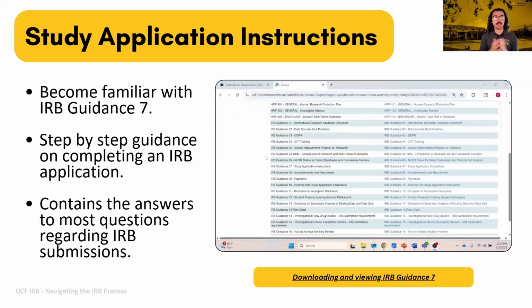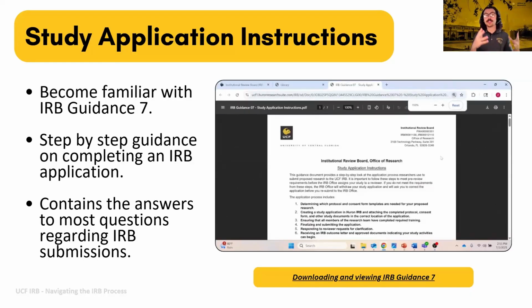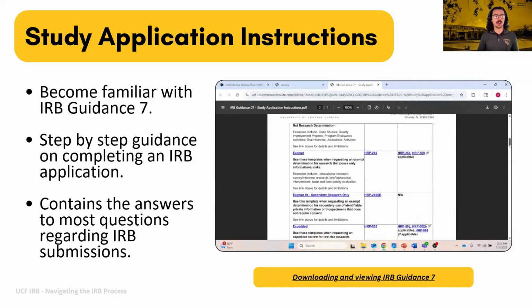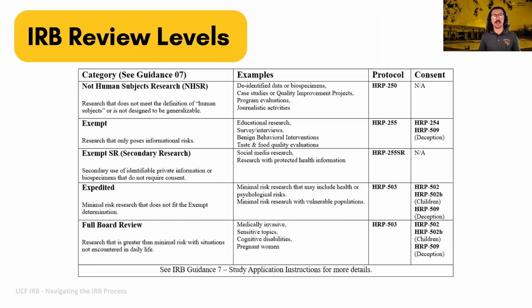There is a very convenient chart on this document that will help you determine, based on what your research is, what templates you should use. And we're going to talk about that some more right here. So I basically took that chart that's on Guidance 7 and put it here on the PowerPoint slide. What you can see here is the category column, the examples of research, the corresponding protocol, and then the corresponding consent form.